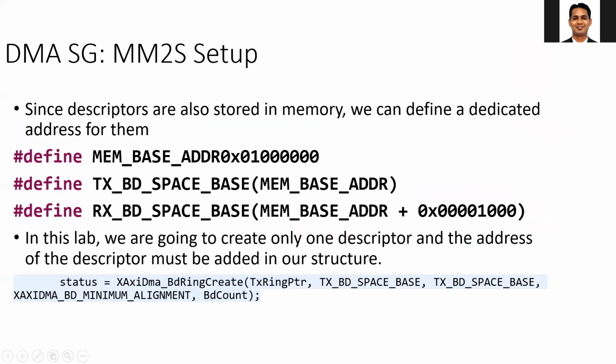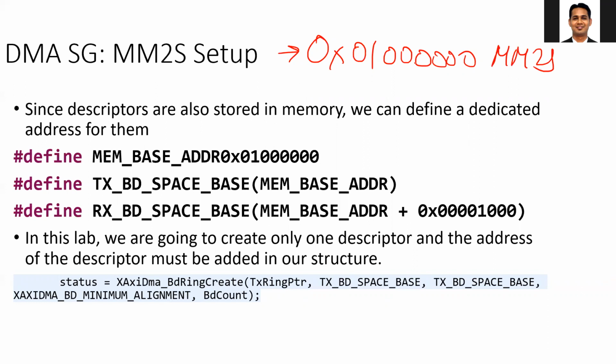What we do in our code is define some memory in the DDR which is used to store the buffer descriptor. The memory from 0x0100 to 0000 is where we are going to store the MM2S buffer descriptor, and the memory starting from this address 0x01000... here we will store the S2MM buffer descriptor. So we have separated out the buffer descriptors for MM2S and S2MM, and we'll be storing them here.